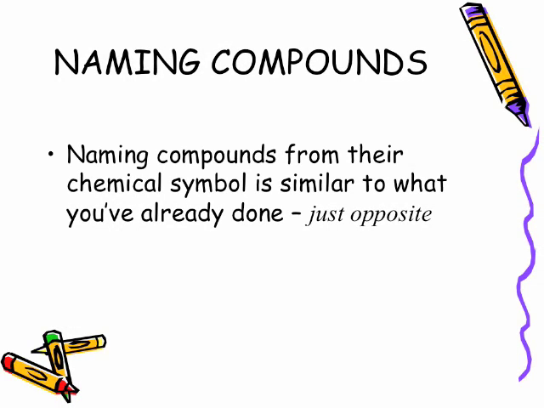Naming compounds. Naming compounds from their chemical symbols is similar to what you've already done, the only thing is, it's just the opposite. We were looking at the five-step crossover rule. So we're going to rearrange the five-step crossover rule and work backwards to write the names. And now it's a lot simpler. There's a simpler way to do this, but we're going to use the steps in reverse order, just because it will come in handy when dealing with transition metals.